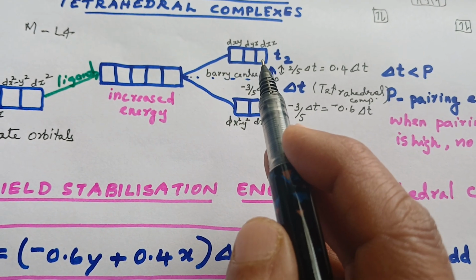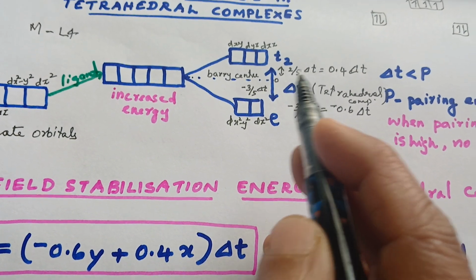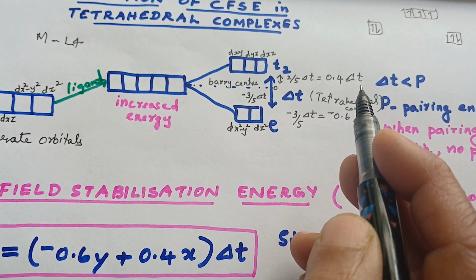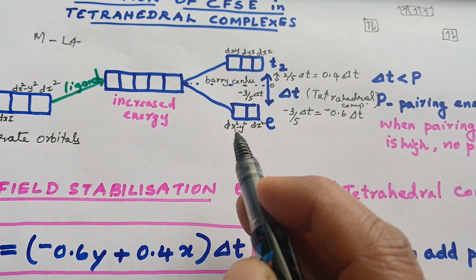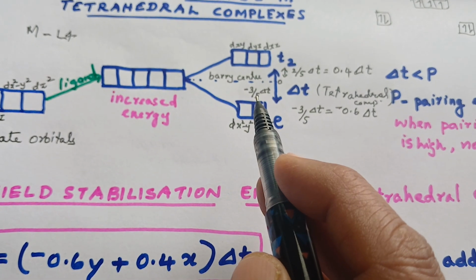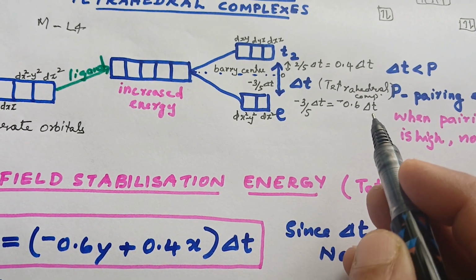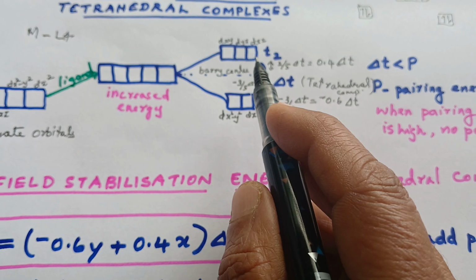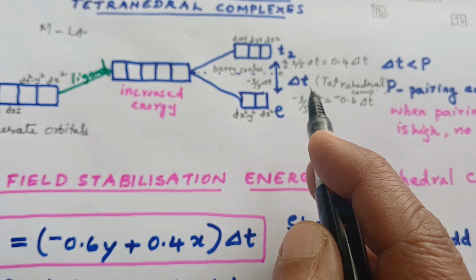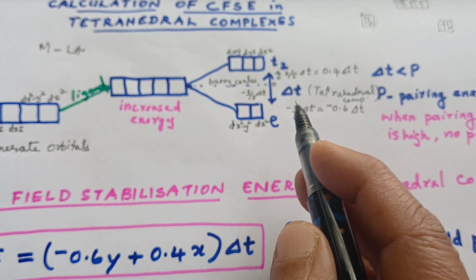So these orbitals are associated with an energy. Each of the T2 orbitals has an increased energy of 2 by 5 of delta T, equal to 0.4 delta T. And the orbitals dx square minus y square and dz square are associated with a decreased energy of minus 3 by 5 of delta T, equal to minus 0.6 delta T. The difference in energy between the T2 and E levels is called delta T, the crystal field splitting energy of tetrahedral complexes.